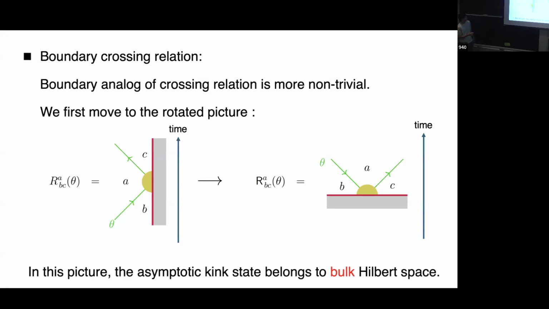To understand the boundary crossing relation, we first move to the rotated picture. In this picture, the time flows from left to top. By rotating this picture, we can consider another boundary S matrix, which is described like this. Here there is a very important point. In the pre-rotated picture, this initial kink state belongs to the Hilbert space attached to the boundary, and the final state also belongs to the Hilbert space with boundary.